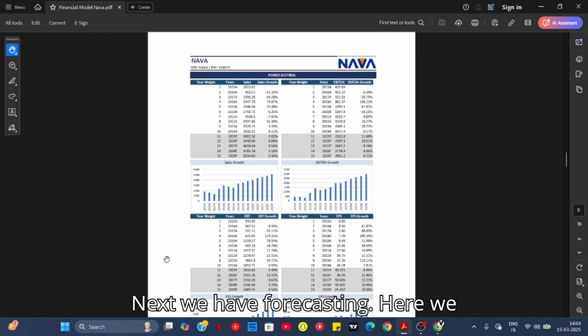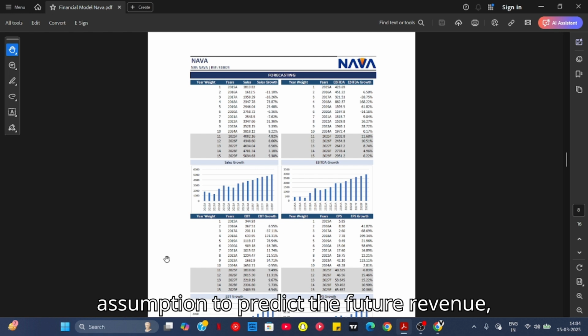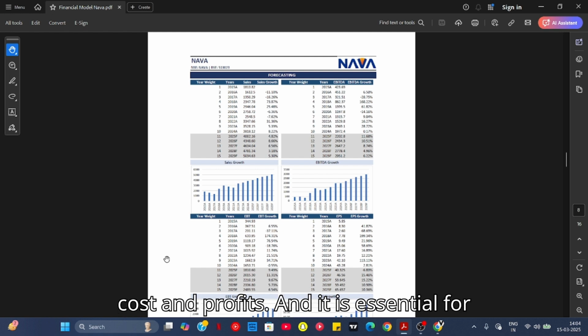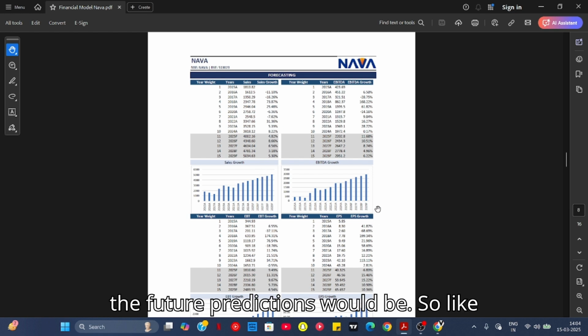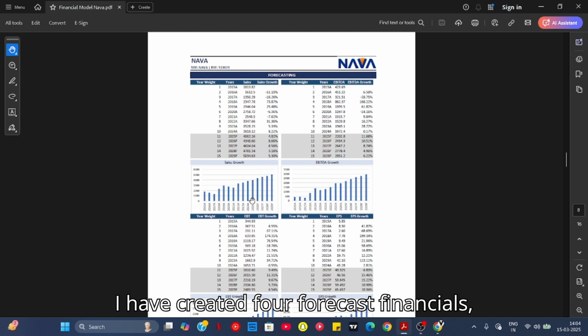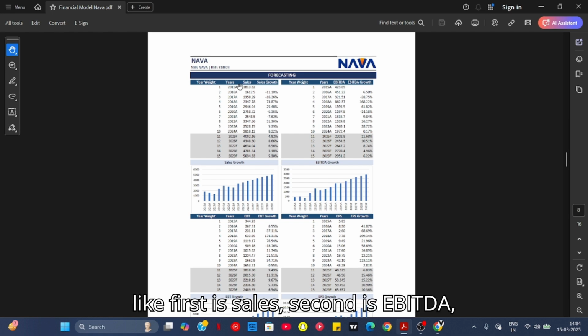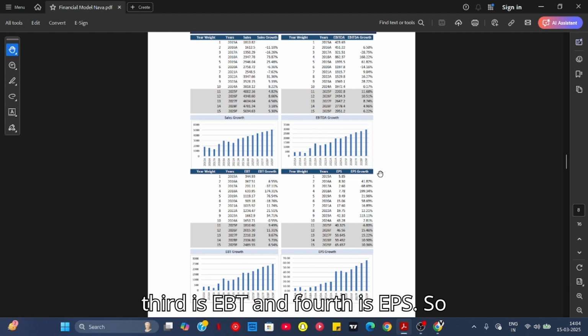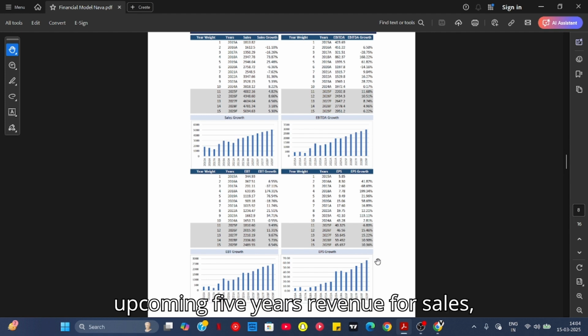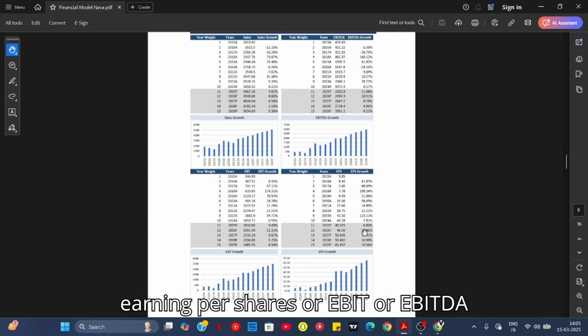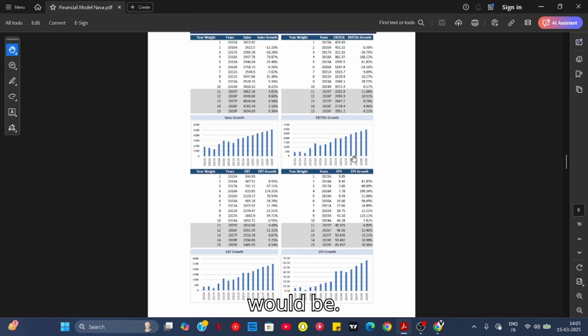Next, we have forecasting. Here we use historical trends and assumptions to predict the future revenue, cost, and profits. It is essential for investment decisions and growth planning. This tells what the future predictions would be. I have created four forecast financials: first is sales, second is EBITDA, third is EBT, and fourth is EPS. So here we have predicted what the upcoming 5 years revenue for sales, earnings per share, EBIT or EBITDA would be.